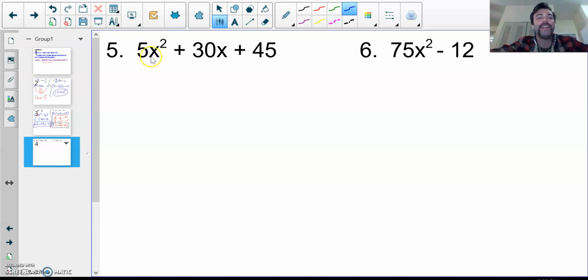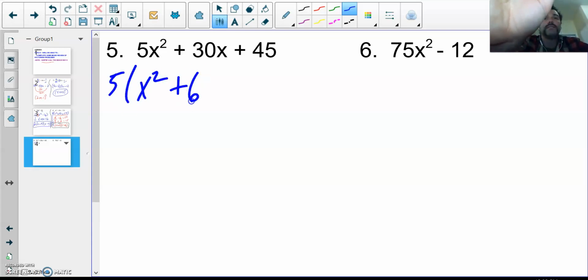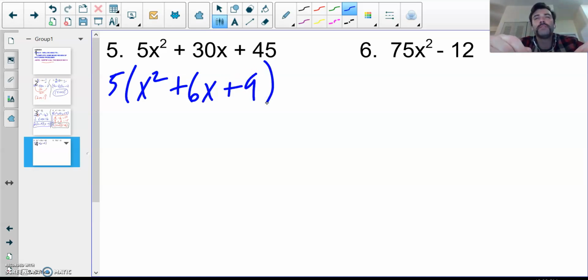Again, I got number 5 here. Well, 5's not a perfect square. Let's see if there's a GCF. Does 5 go into 5? Yes. Does 5 go into 30? Yes. Does 5 go into 45? Yes. So 5 is our greatest common factor. Interesting. X squared plus 6x plus 9.